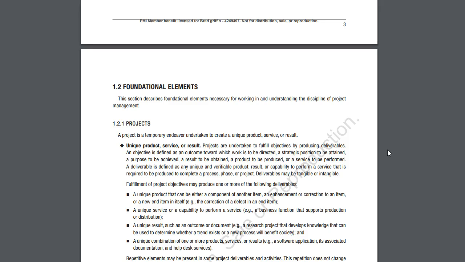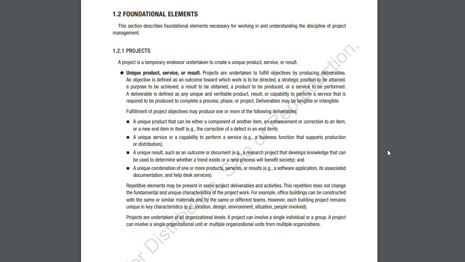So projects: a temporary endeavor to create a unique product, service, or result. It doesn't have to have a tangible result. It could be an intangible result. But it's undertaken to do something.